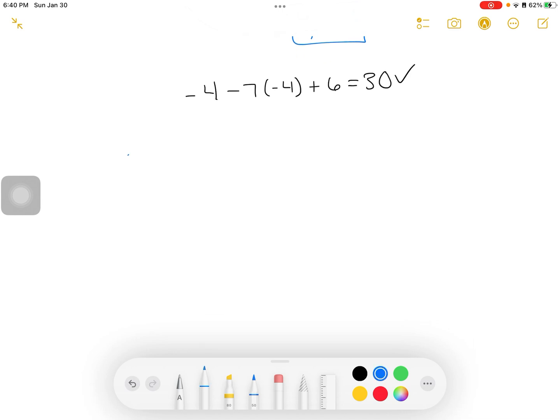Sorry, 47 was the next one we did. 47 was m minus 5 minus 6m equals 0.